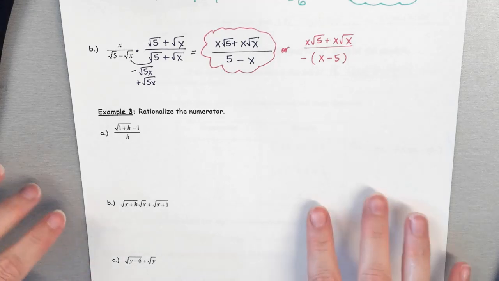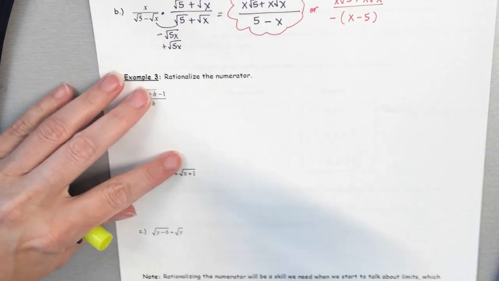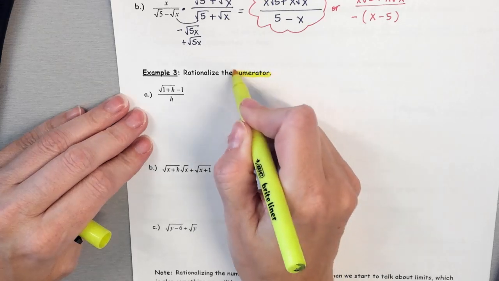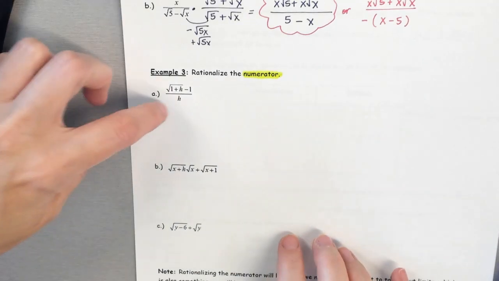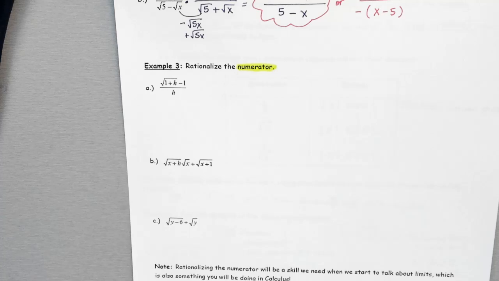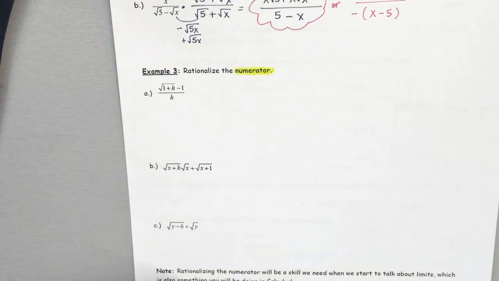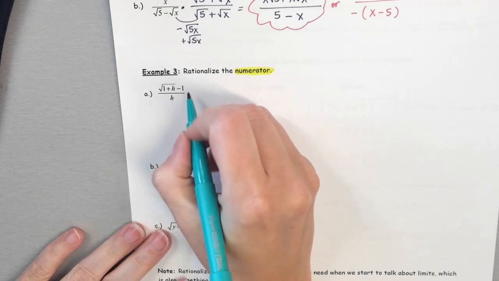Okay, so now example 3 says to rationalize the numerator. And that feels weird because you've been told all your life that you are rationalizing the denominator. So when we get into the more calc-based stuff, rationalizing the numerator applies to calculus and finding limits. So if you know anybody in calc and you hear them talking about limits, rationalizing the numerator is one way to simplify with algebra. And that's actually something that we're going to see again at the end of the year when we start getting into that stuff.